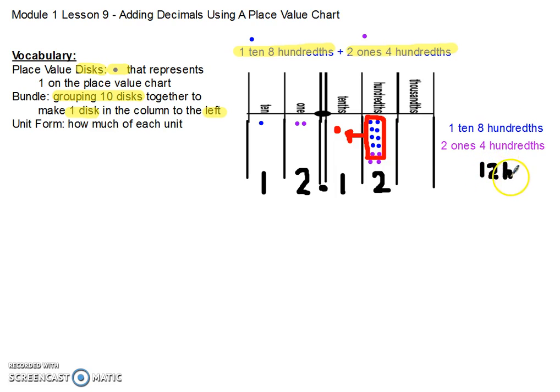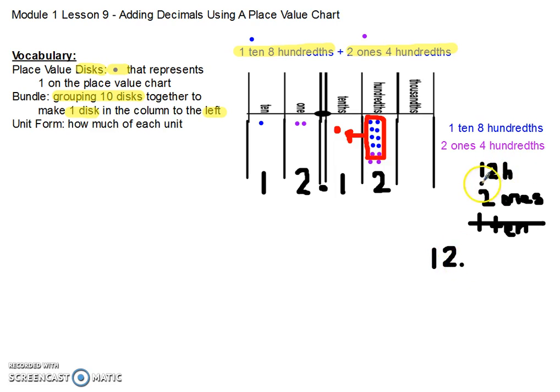And I'll just do that with an H. Then I only have 2 ones and 1 tenth. And then I would put these all together to make my number. So I know I have 1 tenth, 2 ones, then I would have my decimal.